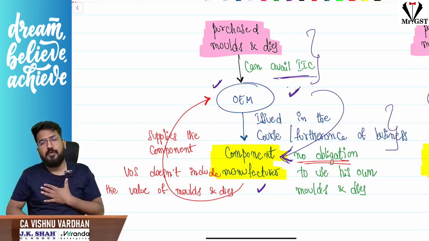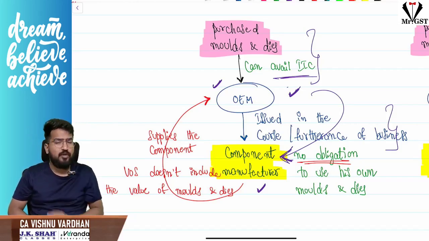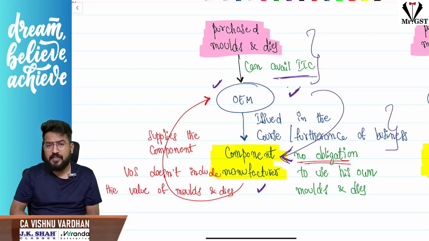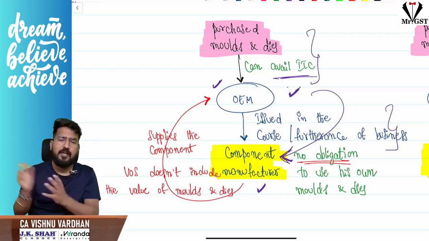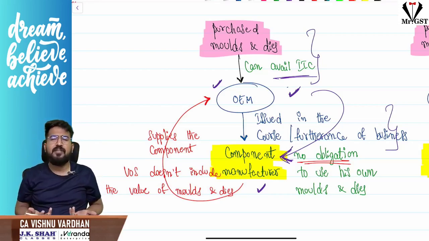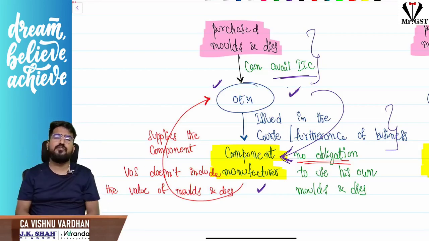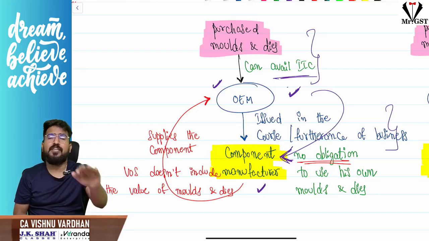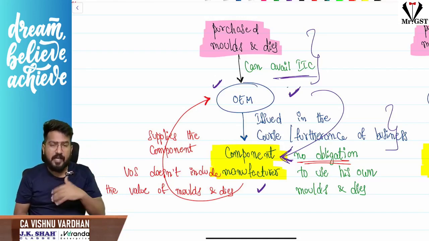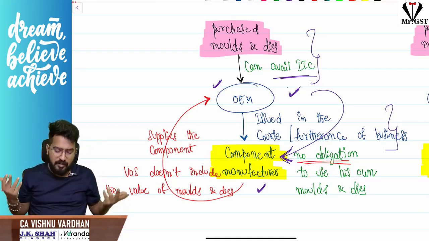I am the original equipment manufacturer and you are the component manufacturer. I am asking you to manufacture my laptop batteries. I am buying the molds and dies for that and giving them to you. Can I avail ITC? Yes, I can happily avail ITC because I am giving that to you in the course of furtherance of business only, for getting my products manufactured only. Now the important point here is, you don't have any obligation to buy molds and dies. I will be providing them, then happily I can avail ITC of that.